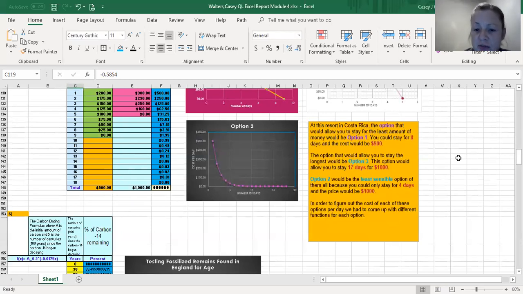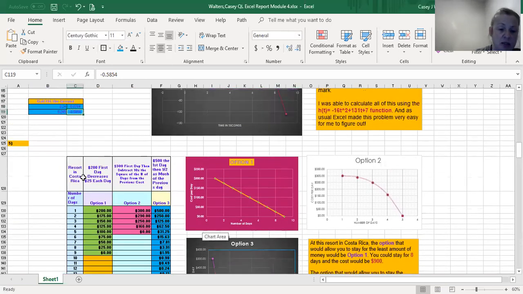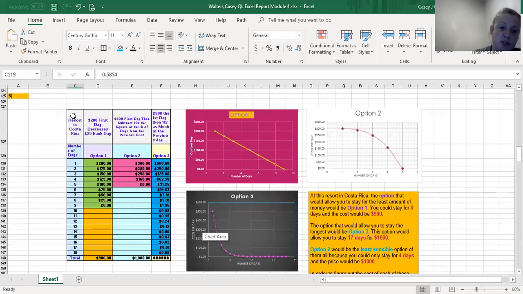In order to figure out the cost of each of these options per day, we had to come up with different functions for each option. So in order to get the breakdown, here I made a table, and the first set is the resort in Costa Rica number of days, and it goes from 1 to 18. And then $200 first day, decreases $25 each day. So that's option 1. And I've got a chart for each one.